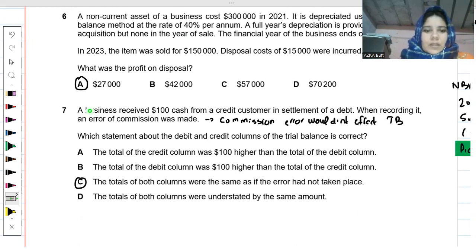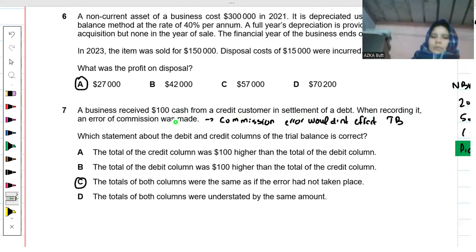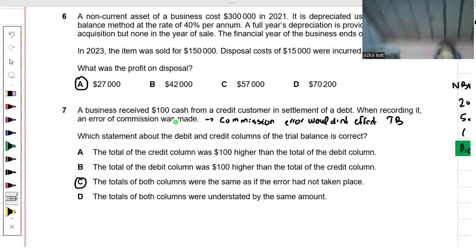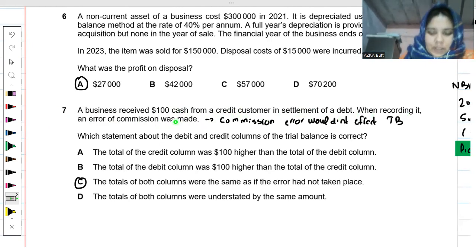Okay, so in question number 7, the business received 100 cash from a credit customer in settlement of a debt. When recording it, an error of commission was made. We know that an error of commission would not affect the trial balance, because in commission both entries are debits.